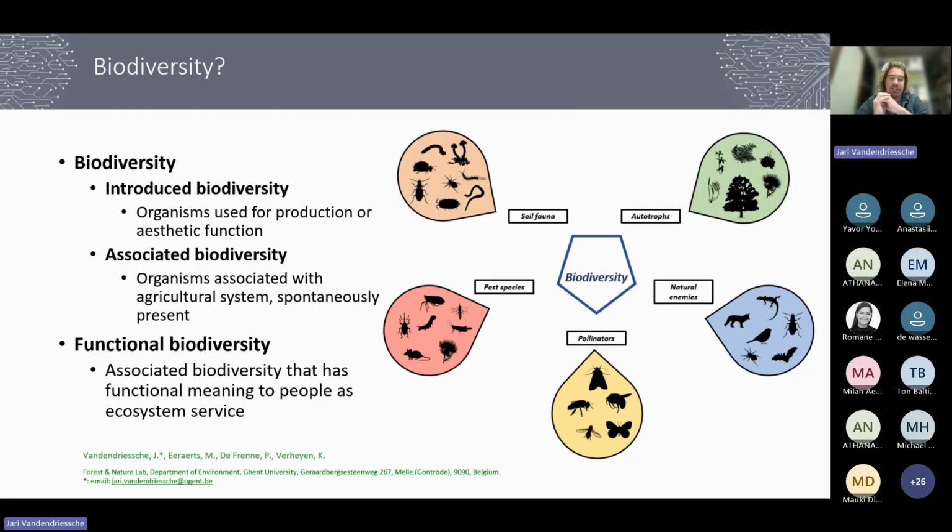Biodiversity can also be divided in different functional types. And with this functional biodiversity, we mean that certain groups of species have an influence on soil health, for example, which is what Michel is going to talk about, but also pollinating aspects and, for example, natural enemies that do a certain pest control in an agricultural system.